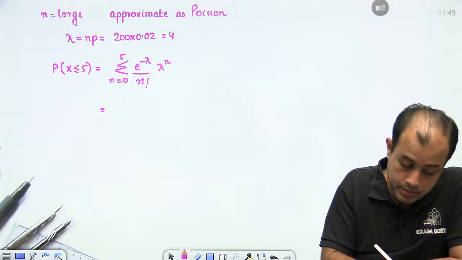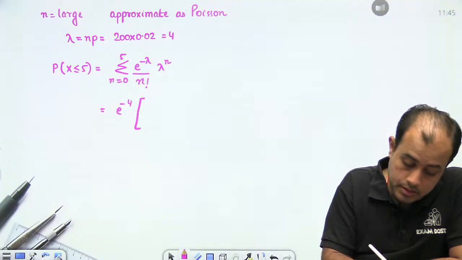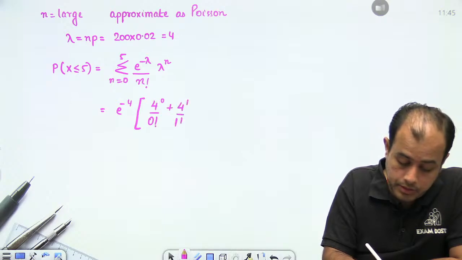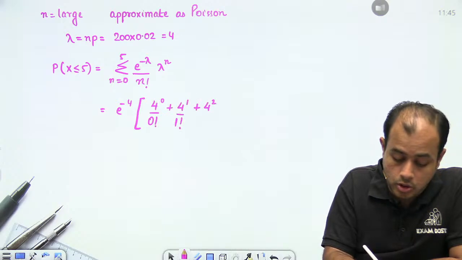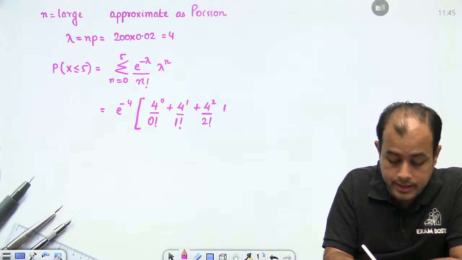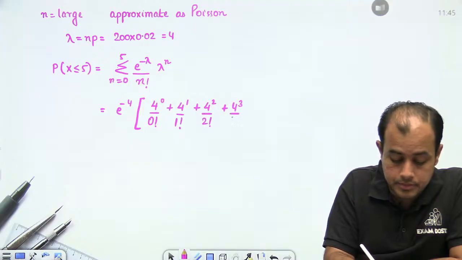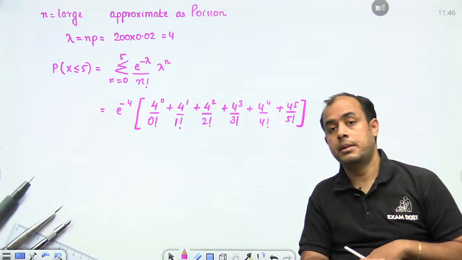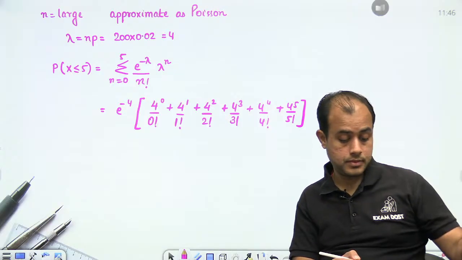Okay. So e to the power minus 4. Now 4 to the power 0 by 0 factorial, 4 to the power 1 by 1 factorial. This will also give you the approximately correct answer. Okay. Lambda is the average.